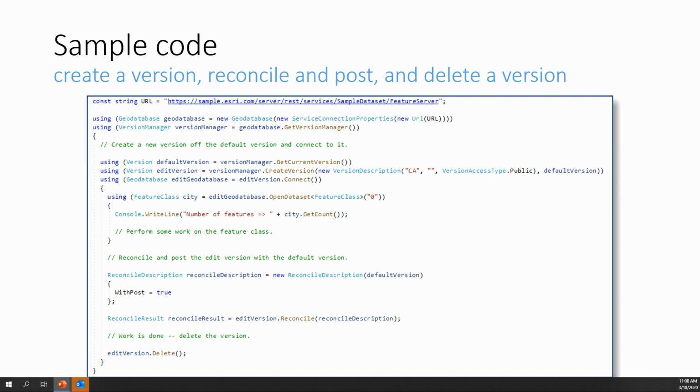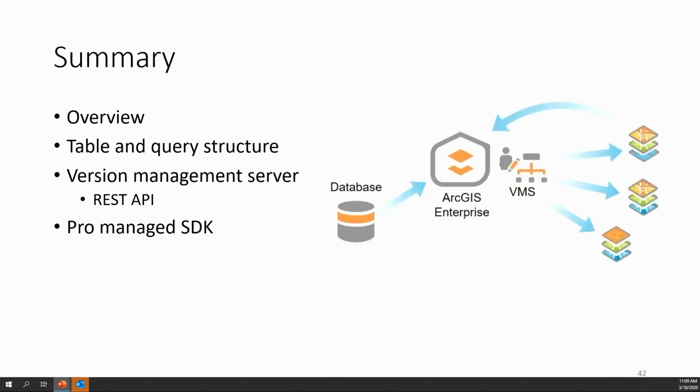Then we open datasets inside that particular version. We're figuring out how many features there are in a given feature class that corresponds to layer ID 0. Do some stuff, then we can do a reconcile operation. We create the reconcile description, passing in the default version in the constructor, do the reconcile operation itself, get the result, do whatever we want to with the result, and then finally we're going to delete our version. Okay? So it's not that hard. Not that hard at all.